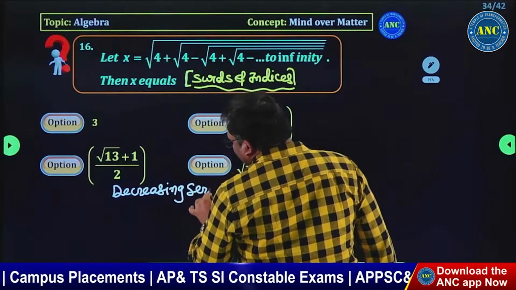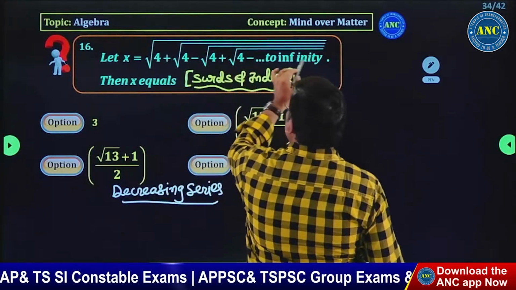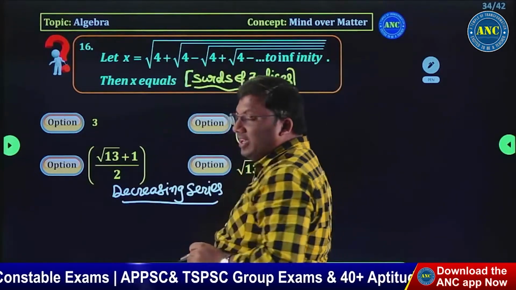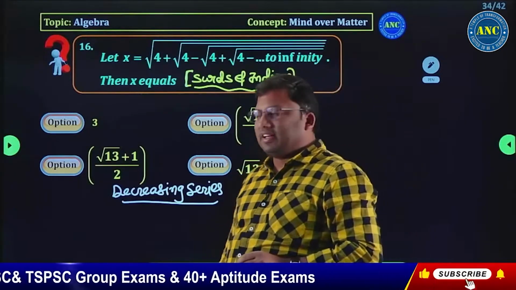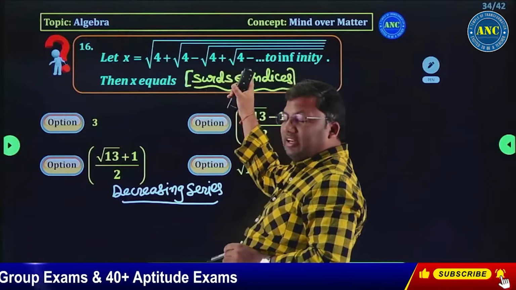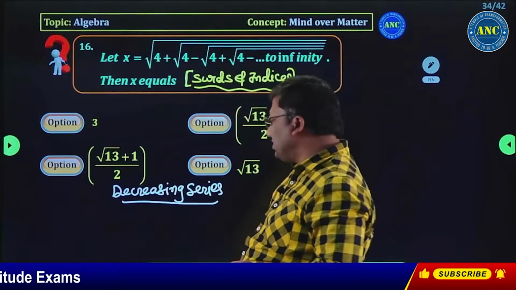It is a decreasing series. If the signs are all plus, plus, plus, plus, plus, plus, the value is increasing. If there is a plus and there is a minus, it is a decreasing series.